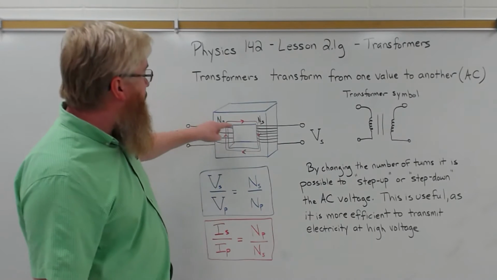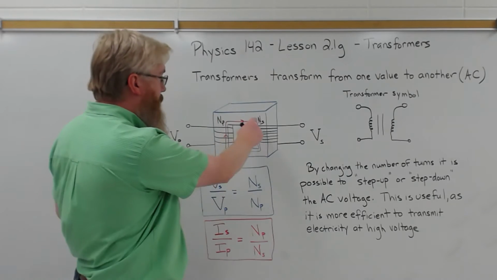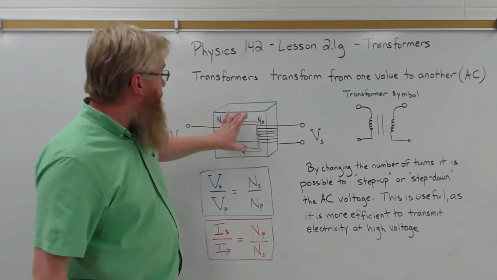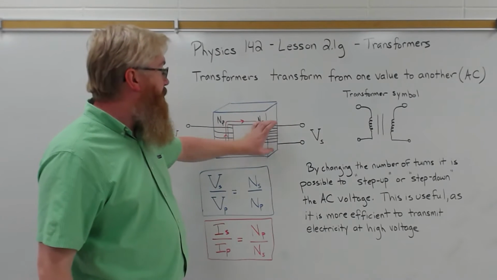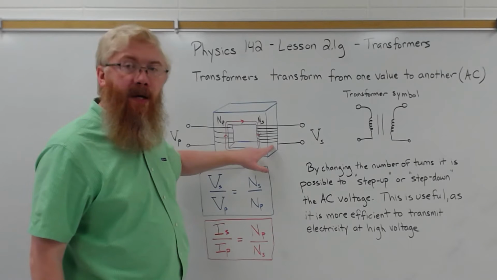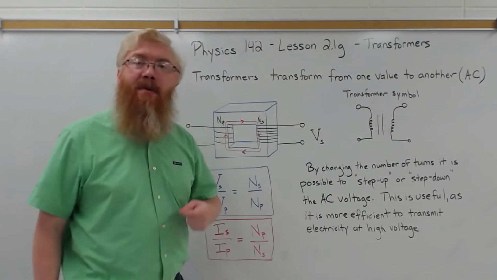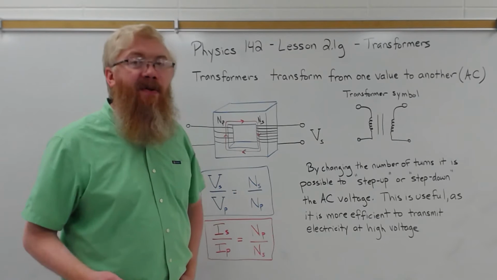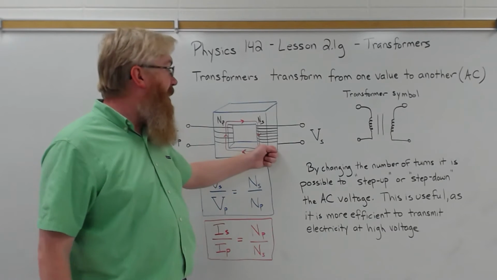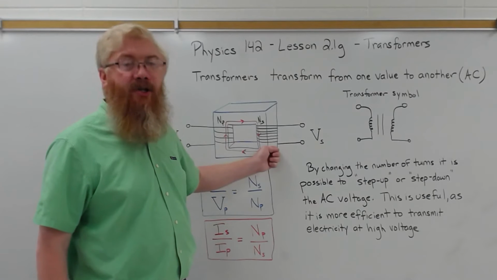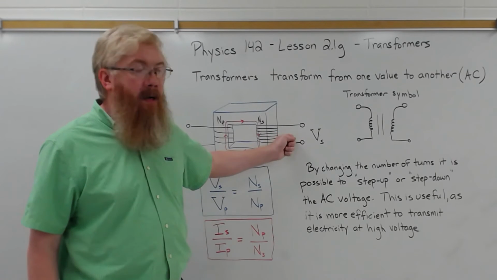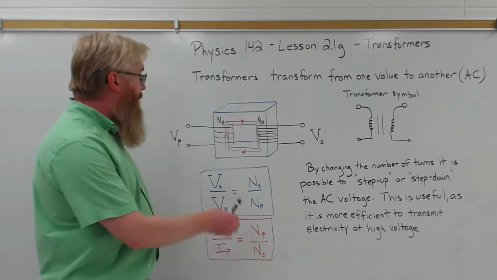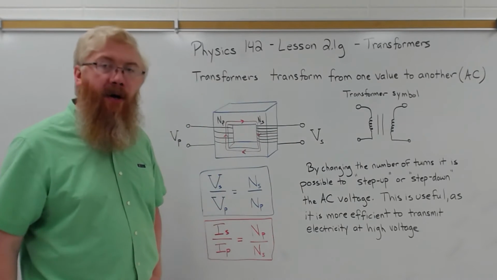That constantly changing magnetic field, shown here in red, sets up magnetic field lines, and that magnetic flux passes through the secondary coil. So you have a constantly changing magnetic field in the secondary coil. Since the magnetic field is constantly changing, the magnetic flux through this coil is constantly changing, which creates a current. So a current will develop in the secondary coil because of the changing current in the primary coil.